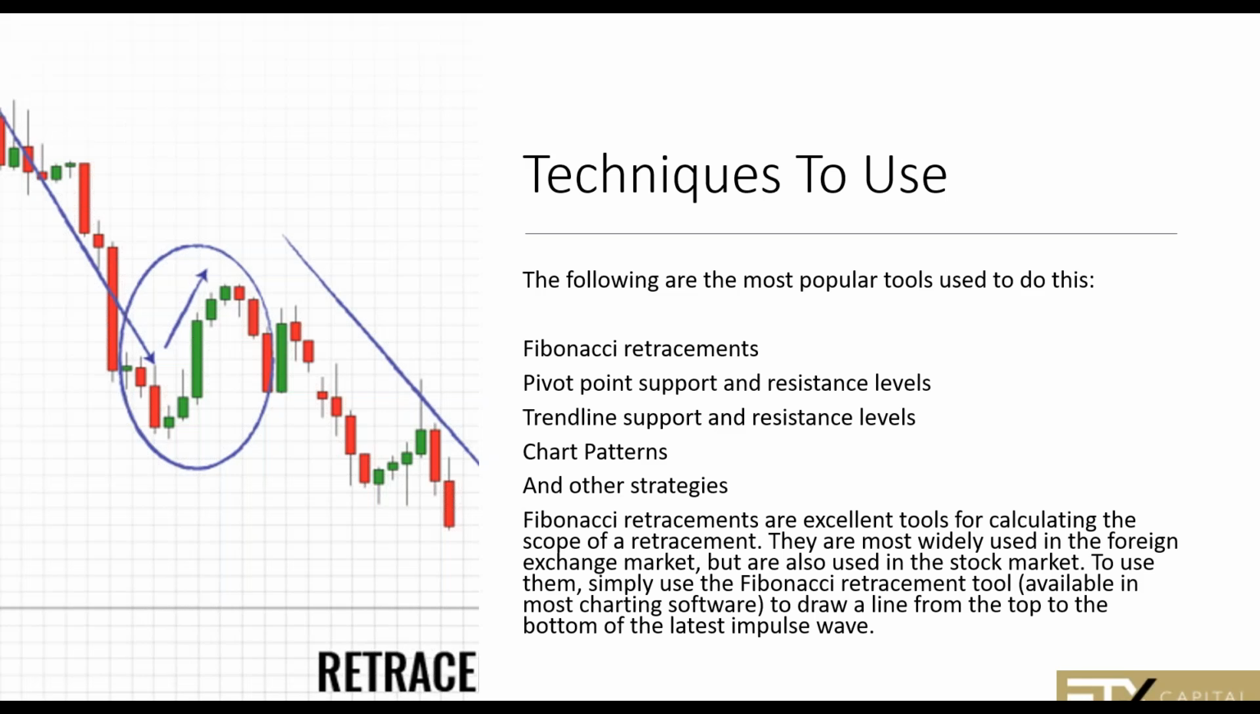So if you have your own rules as to how you're going to make that decision, that will suit you best. The most popular tools used to do this are Fibonacci retracements, pivot point support and resistance, trend line support and resistance, and chart patterns. Because usually when you're going into a retracement, you'll see it in a chart pattern: double tops, double bottoms. You'll see it in channels, in wedges, in triangles. A break of the trend line, support and resistance.